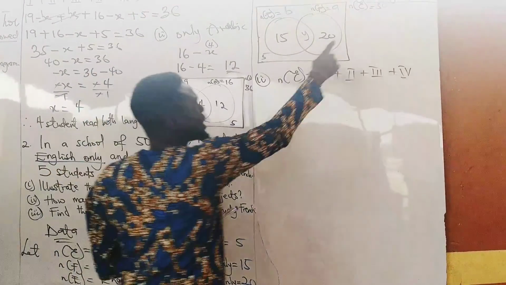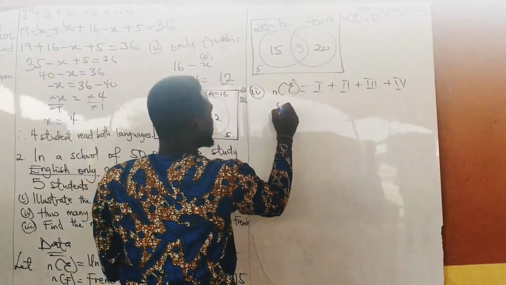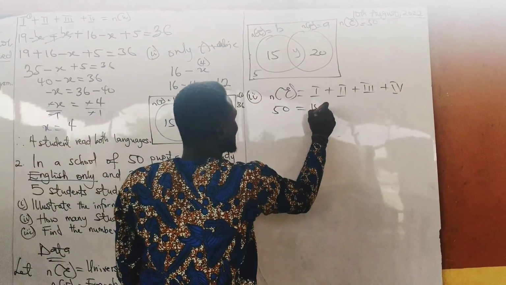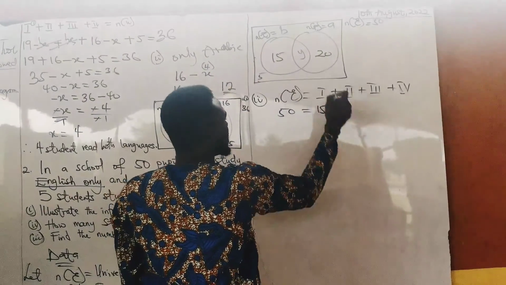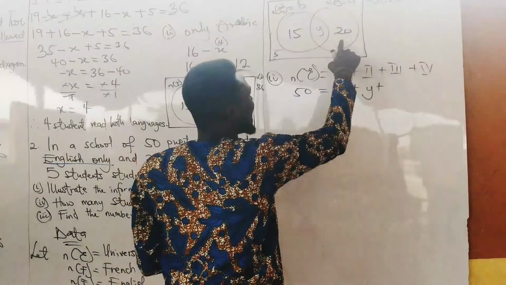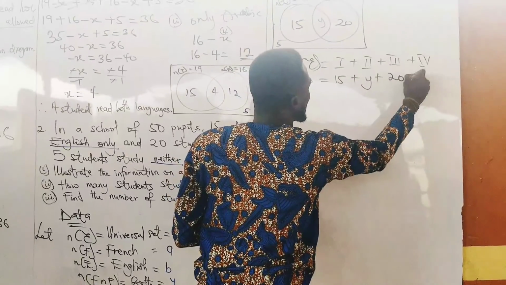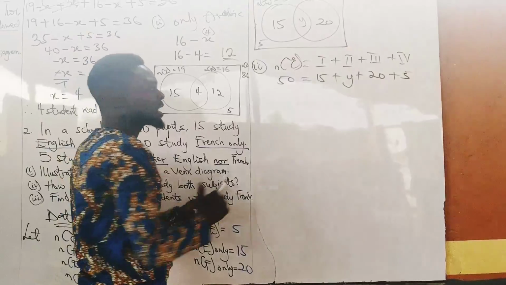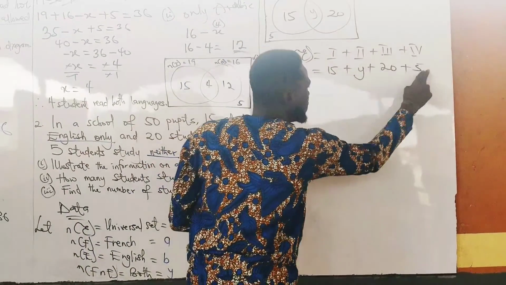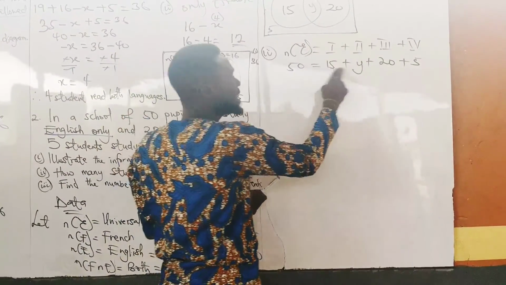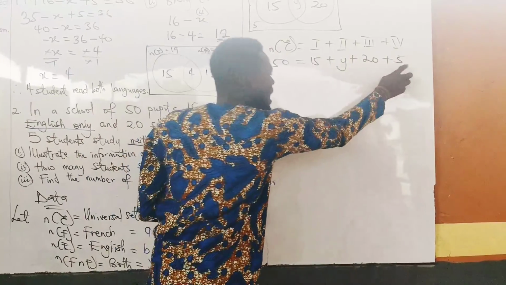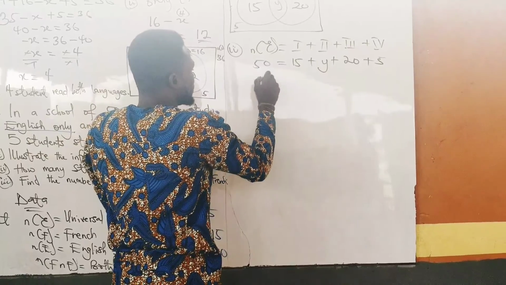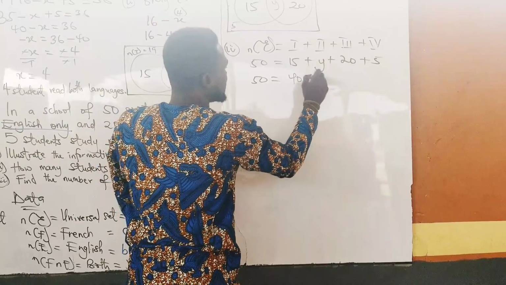What we have for the universal set? We have 50. So we write that 50 is equal to region I. What do we have? 15 plus region II. We have Y. Plus region III. We have 20 plus the IV. That is the 5. So we can put 15, 20, 5 together. 15 and this will give us 35. Plus this is 40. So we are going to get 50 is equal to 40 plus Y.